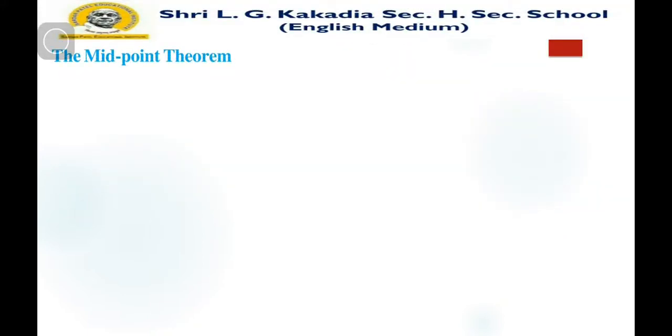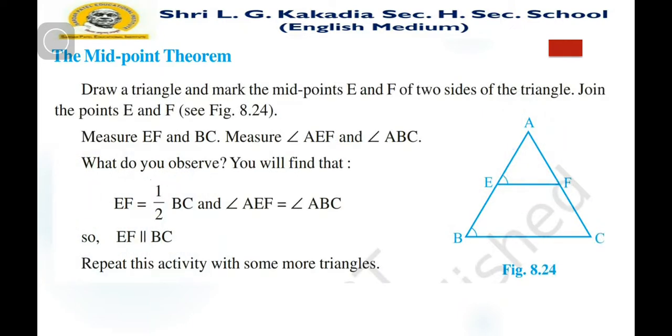Now one more theorem, the midpoint theorem. Let us draw a triangle and mark the midpoints E and F of any two sides of a triangle. Here you can see ABC as a triangle. E is the midpoint of AB and F is the midpoint of AC.